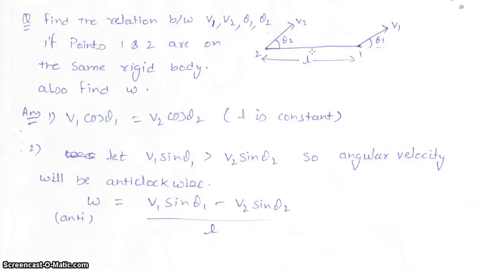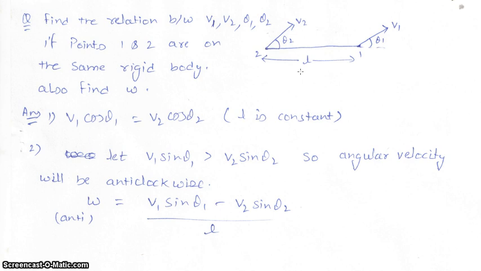We have to find the relation between these parameters if point 1 and 2 are on the same rigid body. So if these points are on the same rigid body, the separation between them will be constant, or in other words we can say that the velocities along the line joining them have to be the same. So v1 cos theta 1 is equal to v2 cos theta 2, and assuming that v1 sin theta 1 is greater than v2 sin theta 2, this point will move faster upward and this point will move upward with a slower rate.